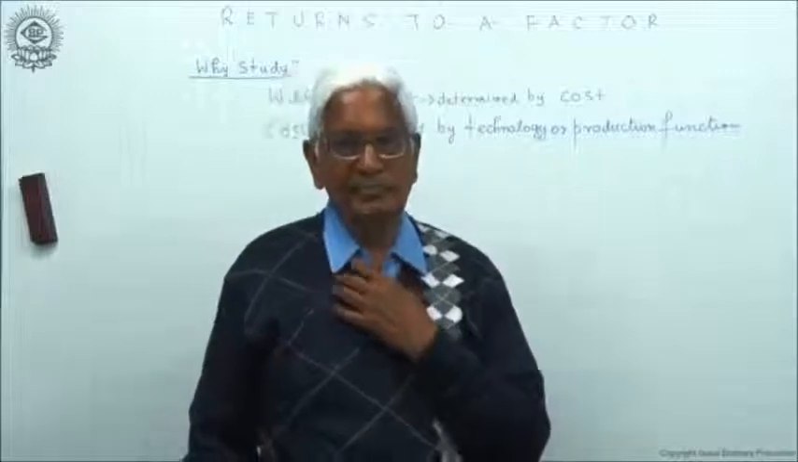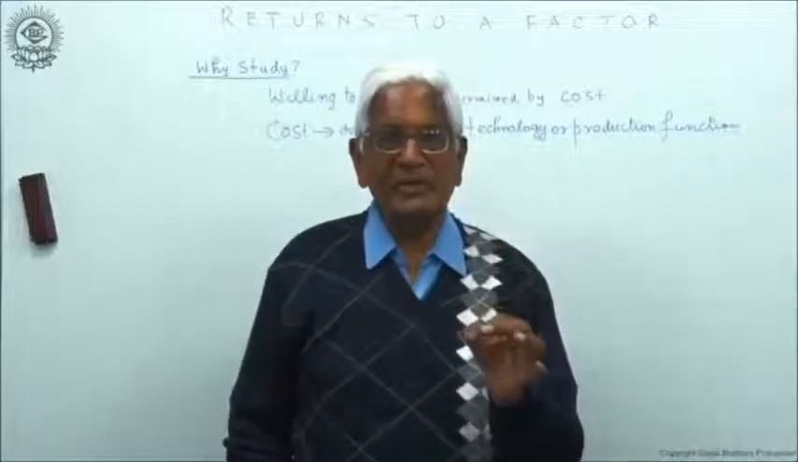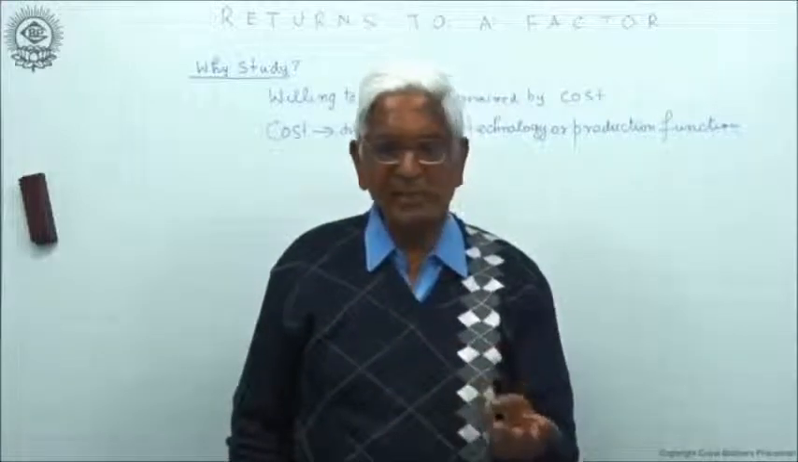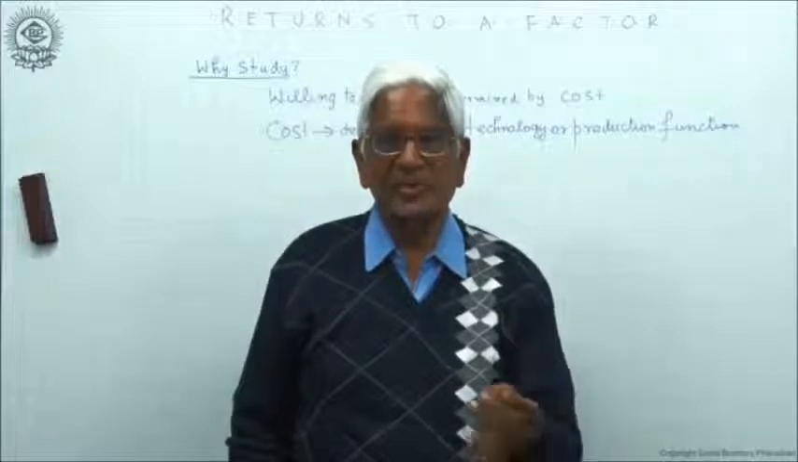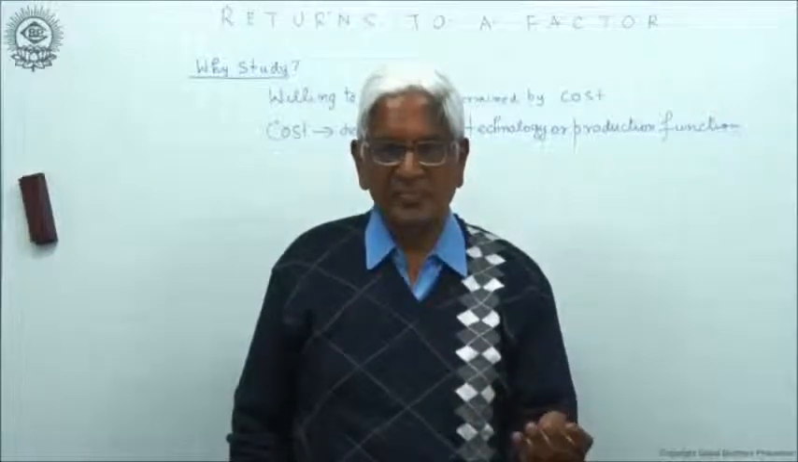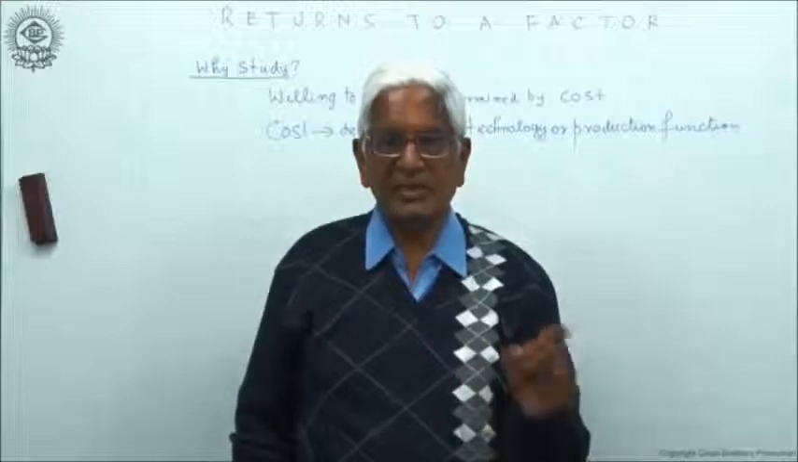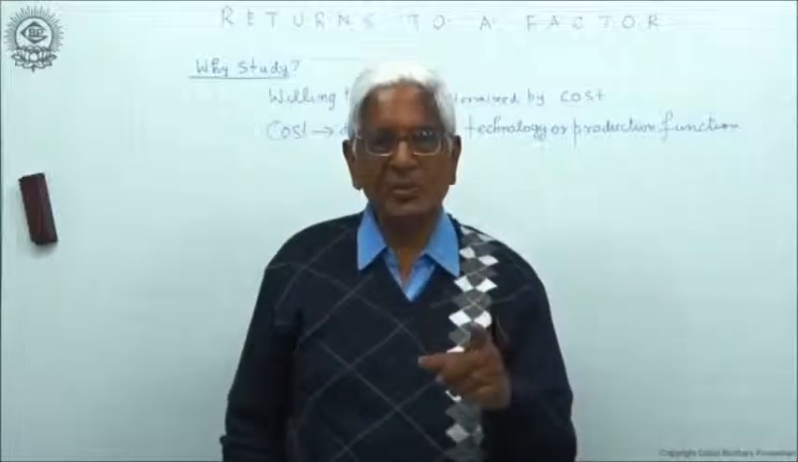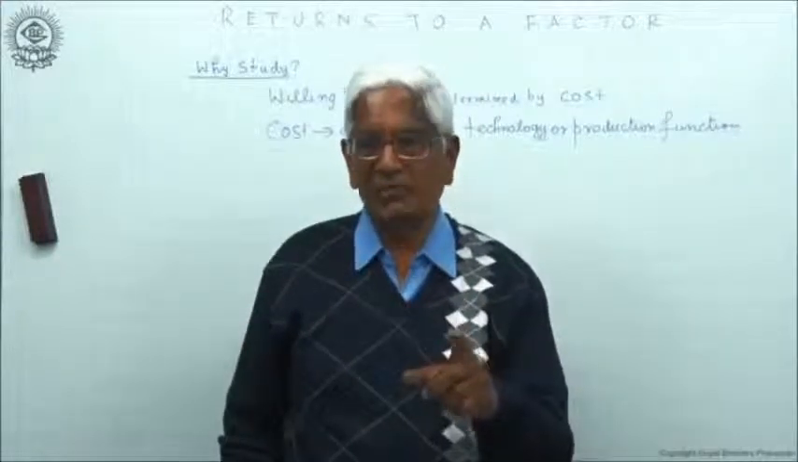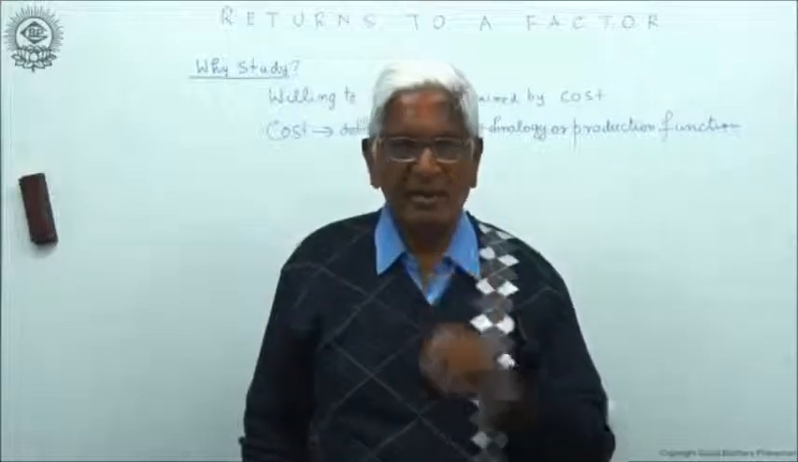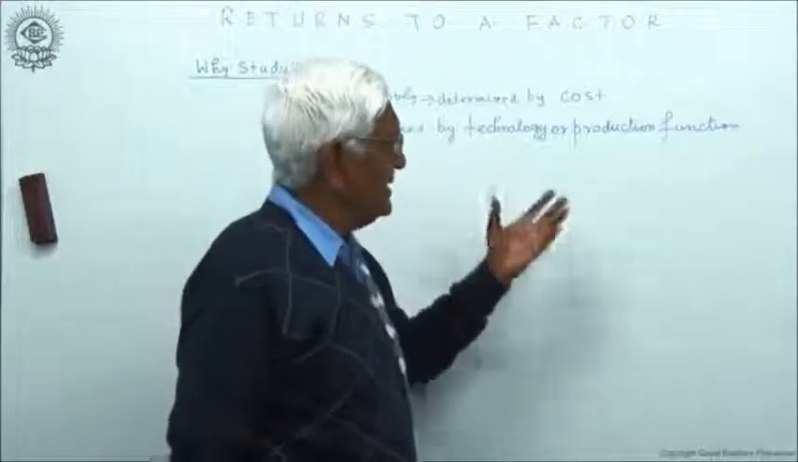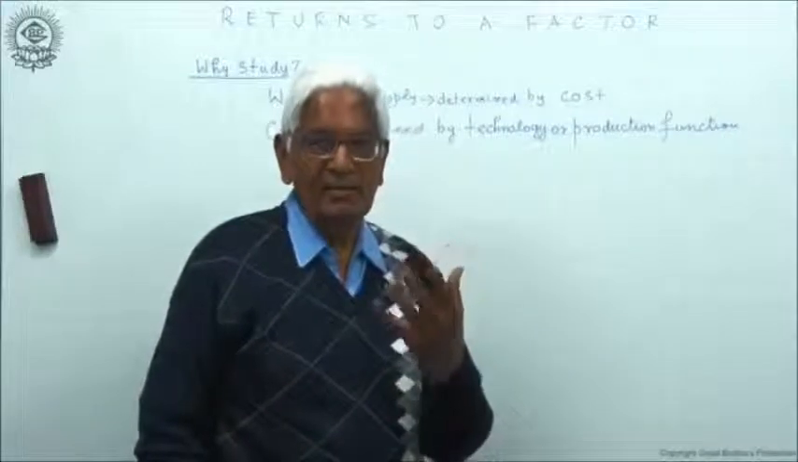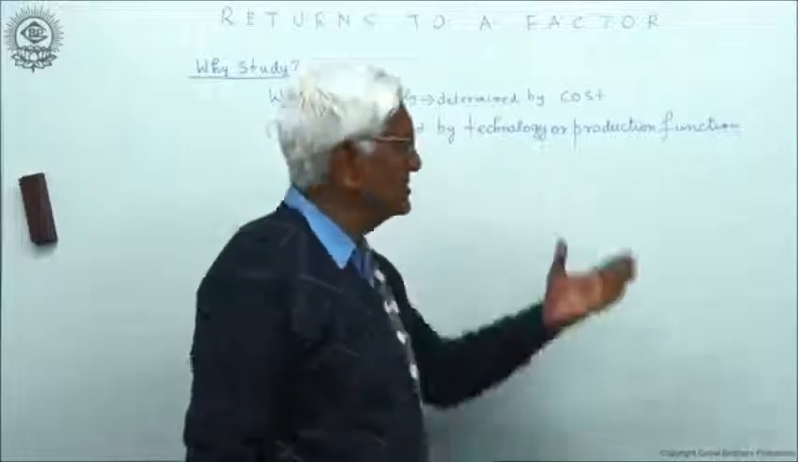Method of production means combination of inputs. How much labor, how much capital, how much raw material, and so many things. The moment you change this combination, technology changes. So technology here should be taken to mean method of production. The technical name for this technology in economics is production function.